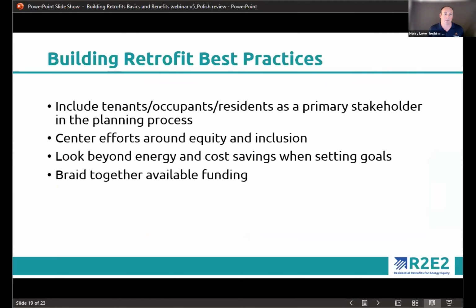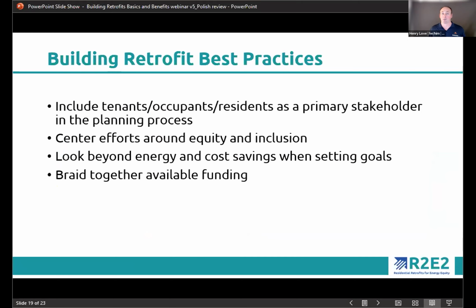So I'd like to talk about building retrofit best practices. Delmar touched on this. We've got to be inclusive and bring people together to talk about the process and make sure that everybody's on the same page. You should include tenants and occupants, residents as a primary stakeholder in the process, and center efforts around equity and inclusion.